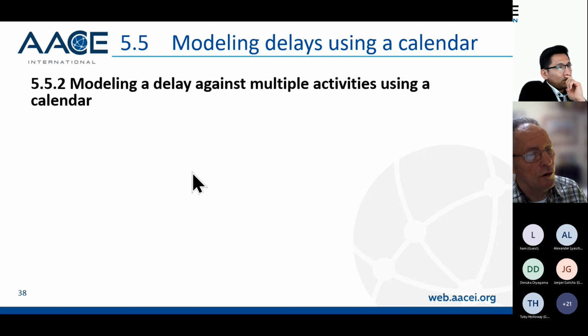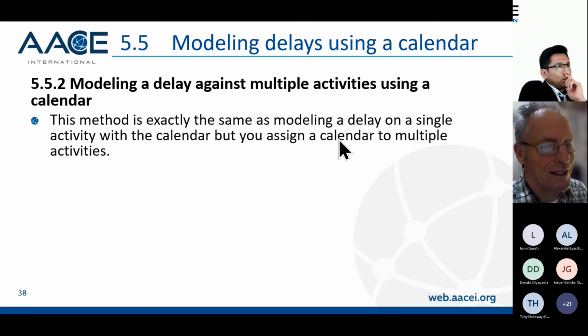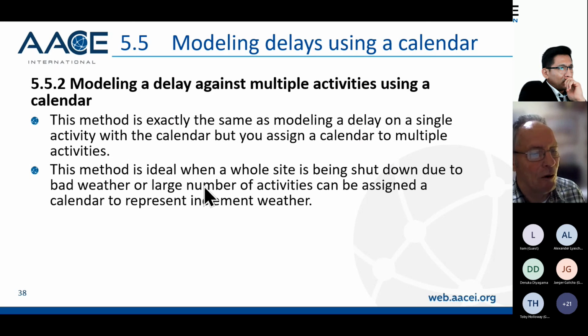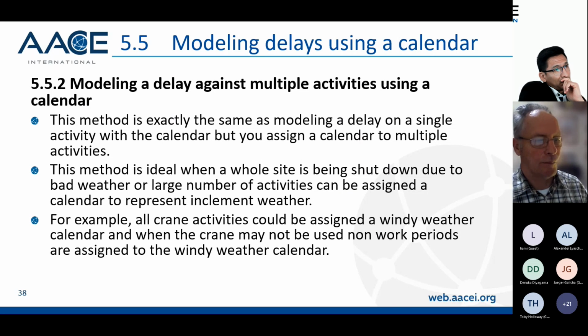You can also use a calendar to model a delay against multiple activities. So again, it's exactly the same method, but you assign the calendar to multiple activities. It's ideal when the whole site is being shut down, say due to bad weather, or a large number of activities can be assigned a calendar to represent inclement weather. So I've been involved in projects where we've had windy days where we can't use the crane, wet weather where we can't do mechanical electrical installation, and then wet ground conditions where everybody else is working but we can't do earthwork. So you might want to have multiple delay calendars.